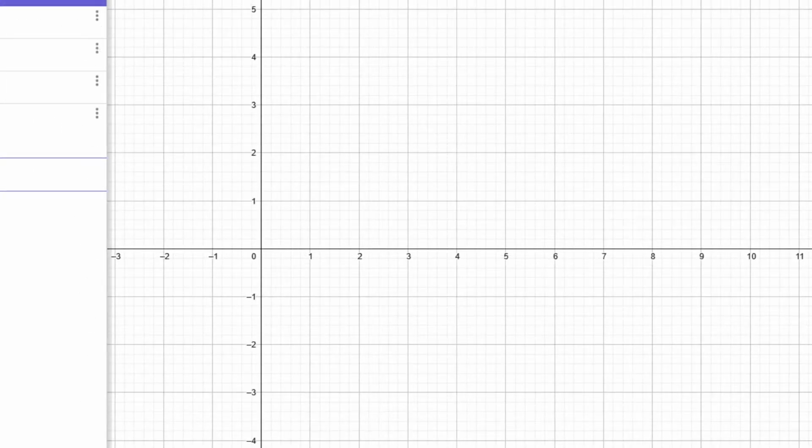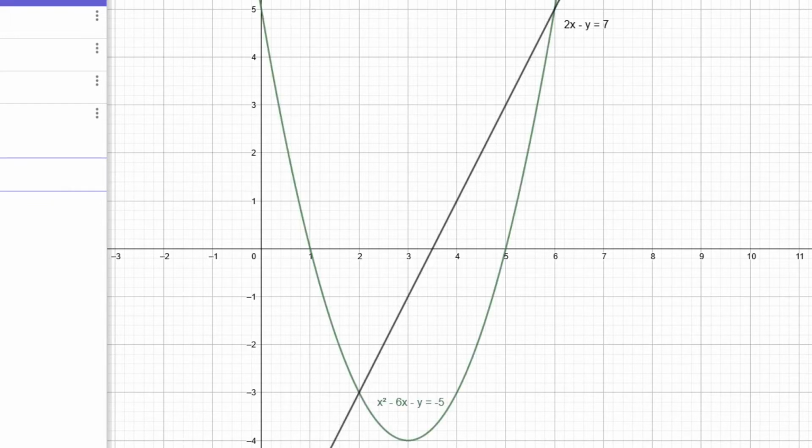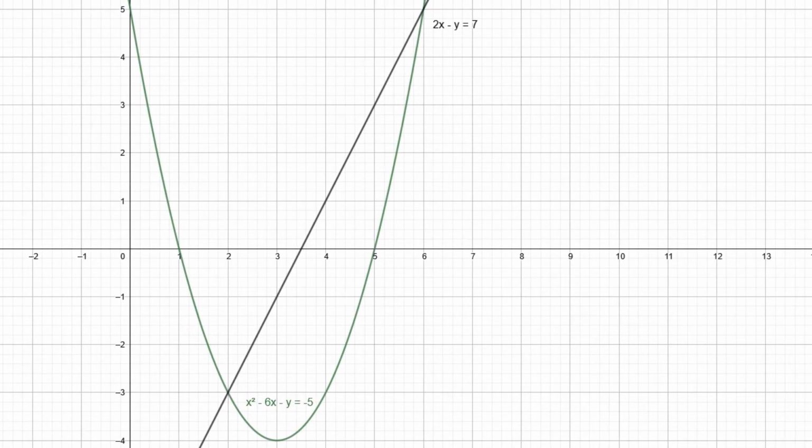We can interpret the fact that we have two solutions graphically. We are looking at the intersection of a straight line and a quadratic. And we can see that these do intersect at 2 points, once at the point (2, -3), and once at the point (6, 5), which correspond to our two sets of solutions.